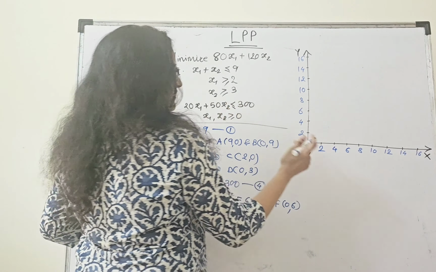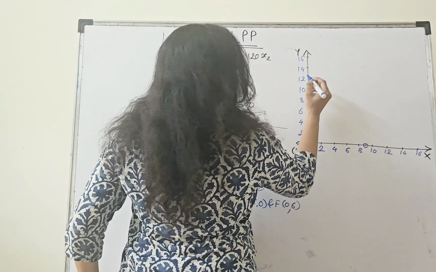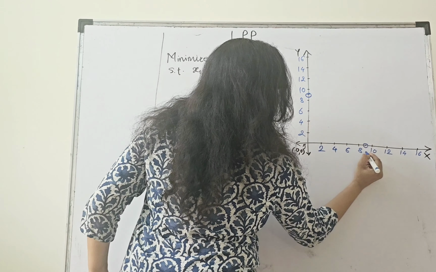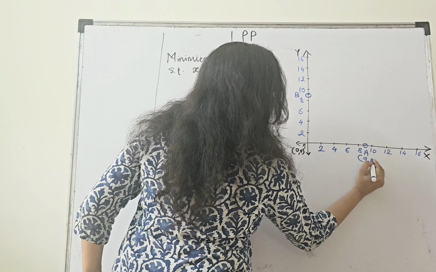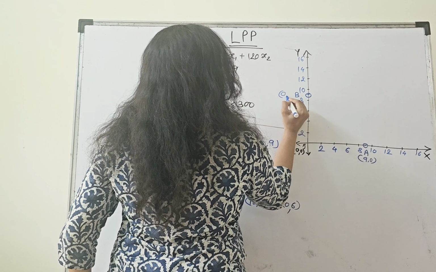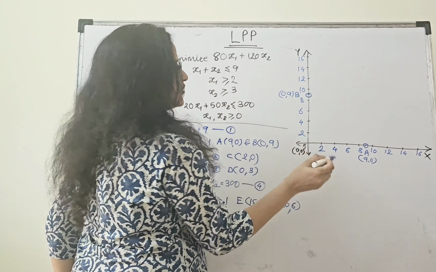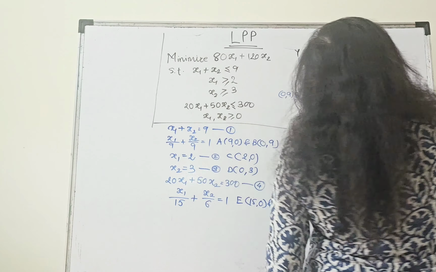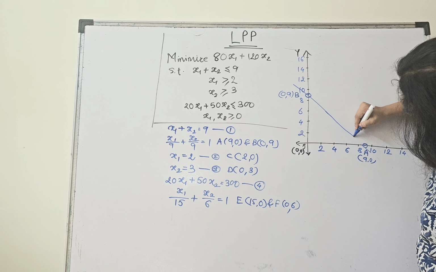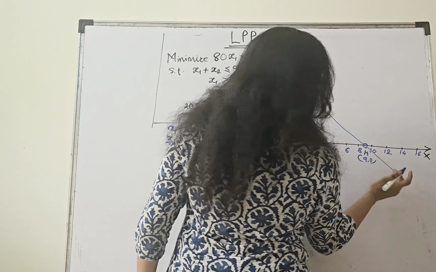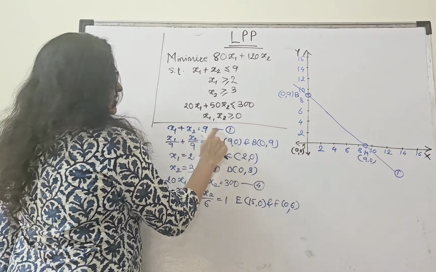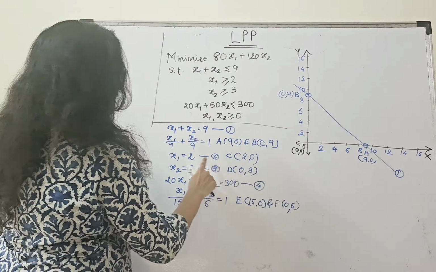So 9, 9, correct? So 9 would be here and then 9 would be here. This is my point A, this is my point B, correct? This is what? 9, 0 and this is what? 0, 9, correct? I am going to form a line out of it. So let me form it nicely. Okay, so this line is done. This is nothing but my first equation, correct? This is the first equation. Second equation is what?